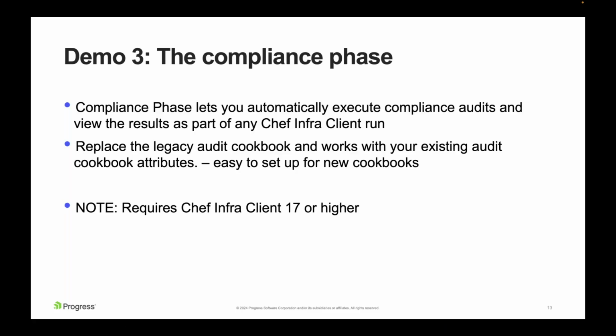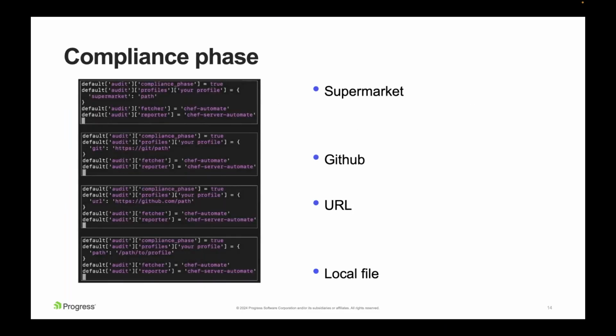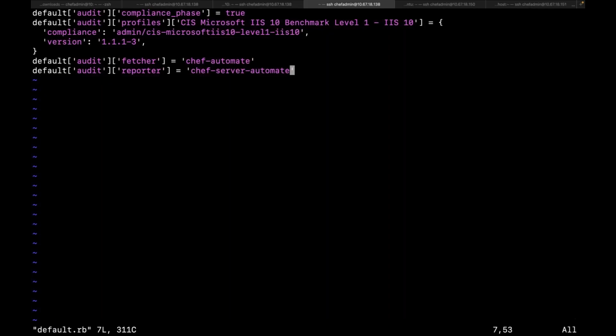If I go here, I'll show you guys a screenshot of all the other ways you can do this as well. You can leverage a profile that is existing in your Supermarket, your GitHub, through a URL, or even a local file. Go back here. So that was how you fetch the inspect profile. In my next attribute, I've written the fetcher to be chef-automate, just like how I said here. And lastly, my audit reporter will be chef-automate as well. I want the results to be shown in my Automate UI.